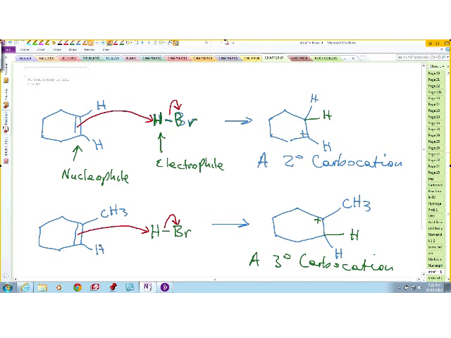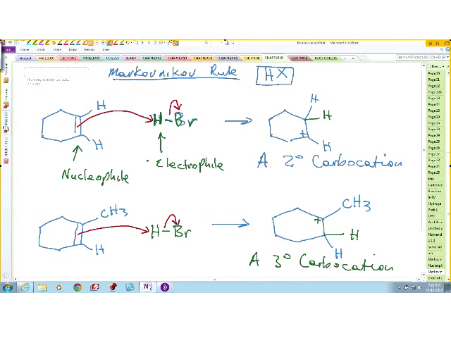So we therefore could come out with a general rule that we call the Markovnikov rule. Okay? In the Markovnikov rule, what does it say? It says whenever you have a reaction in which you are adding hydrogen and some other group, let us call it HX, to a carbon-carbon double bond, the hydrogen will add to the carbon of the carbon-carbon double bond that contains more hydrogen.